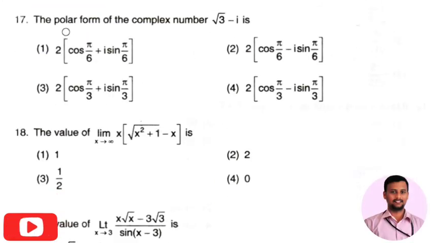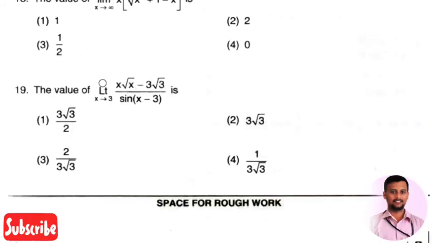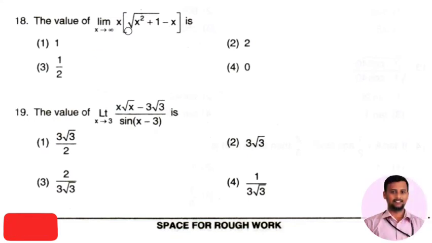And the next question is the polar form of a complex number root 3 minus i is, the right answer is option 2, that is 2 into cos pi by 6 minus i sine pi by 6. So that is the polar form of a complex number root 3 minus i. And the next question is the value of limit x into root x square plus 1 minus x is, the right answer is option 3, that is 1 by 2.